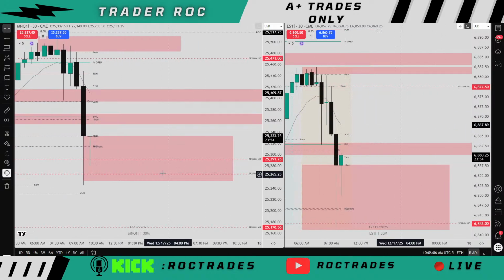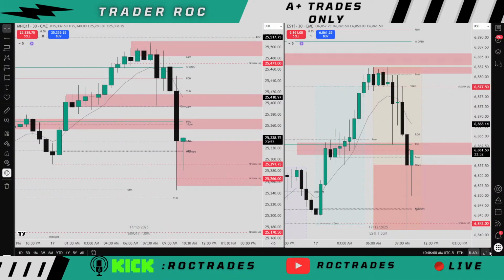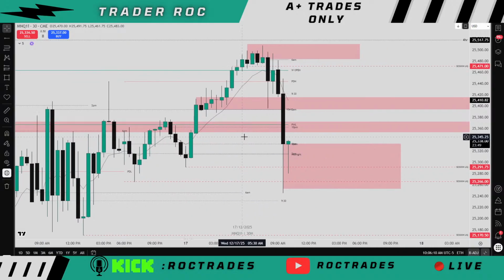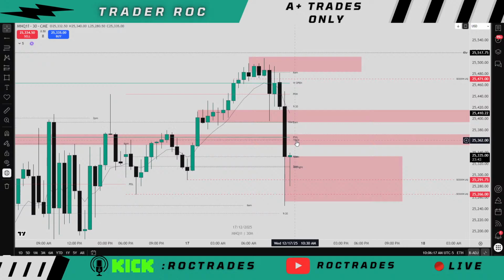All right, so I'm looking at a few things here. The weaker asset right now, Nasdaq, pushed a little further. What was holding price down here? We got a few levels in between here that we need to see price break if it's going to be bullish.